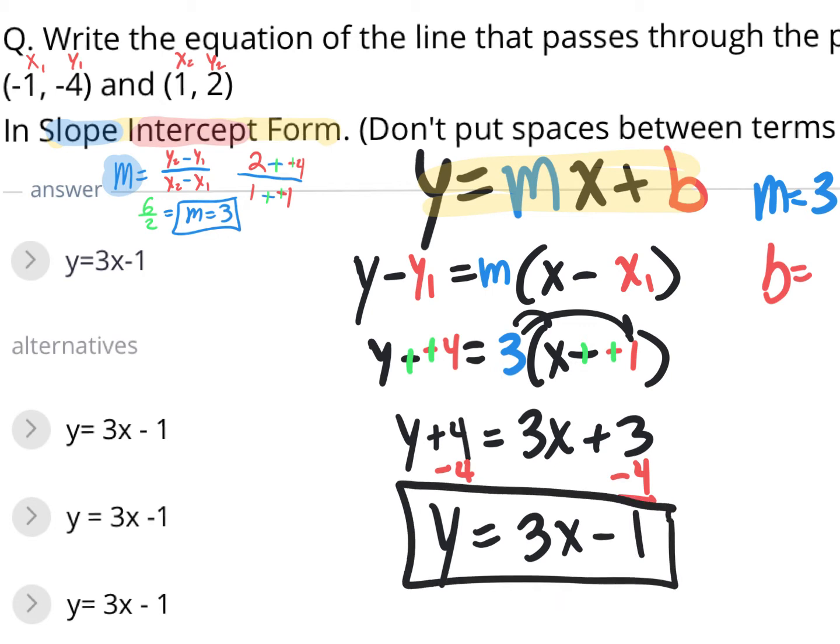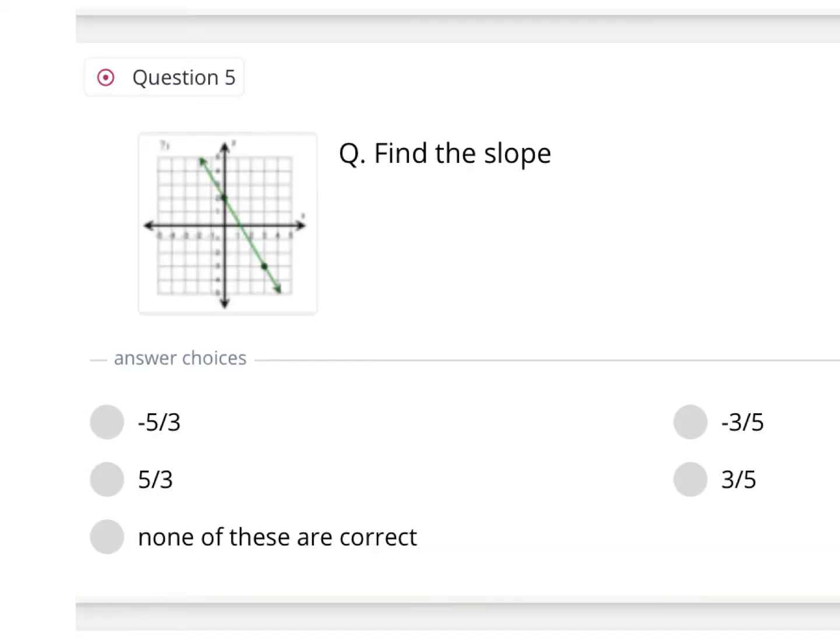When you type it in, don't put any spaces between the y and the equals, or the equals and the 3, or the 3 and the x. No spaces in anything. You type in y equals 3x minus 1, and that is the correct answer. That's what my computer says right here, y equals 3x minus 1. Moving on to question number 5.